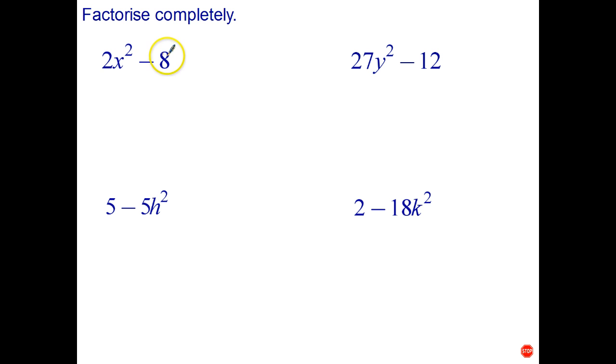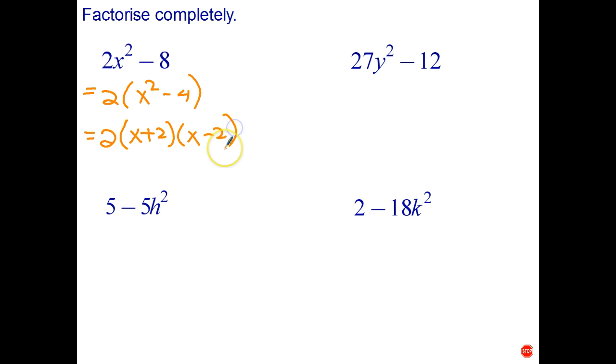So 2x squared and 8 has the common factor of 2. So 2 outside of x squared take 4. And if you look at what's left in the brackets, we now do have a perfect square. So this is x squared, that's 2 squared, and from the previous video we can rewrite that as x plus 2, x take 2.